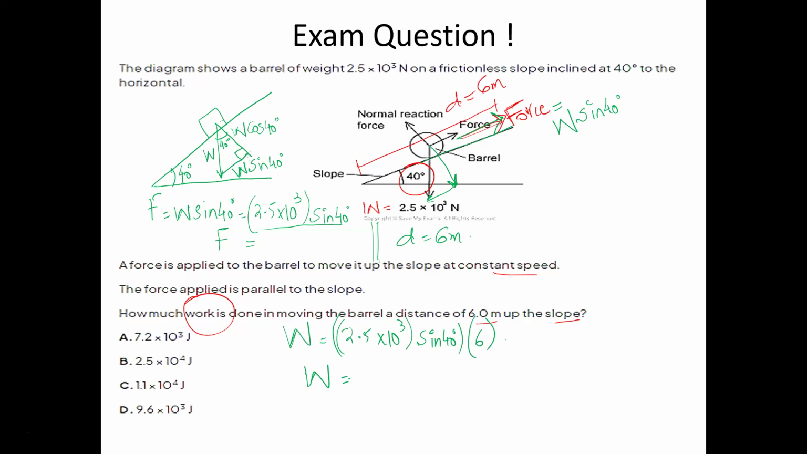I'm not having a calculator, sir. Answer is D or B. Yes, 9.6 into 10 power 3. Okay, good. So multiplying the whole of this, we are going to get 9.6 into 10 power 3 joules. So you may see the calculations. I have not calculated it, but this is the way of solving the expression for the work done.